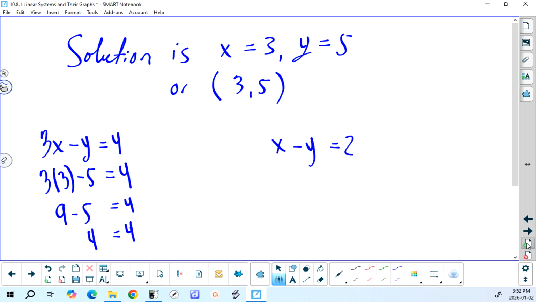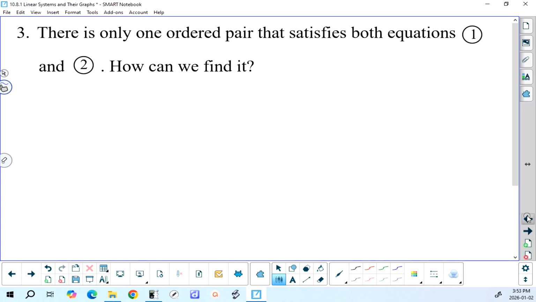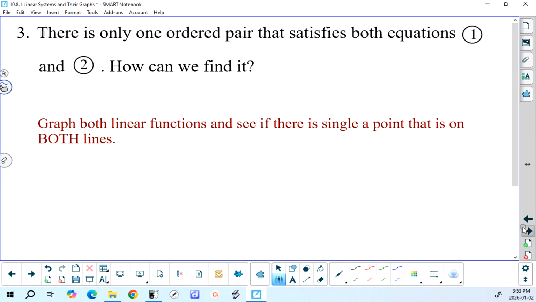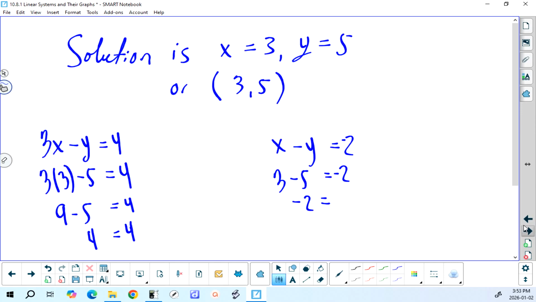It's true. Now, I knew it was going to be true, so I did put the equal sign. Over here, if we take 3 minus 5, we're going to get -2 equals, and I should have written -2 there. I better go back and check. Yes, it was x minus y equals -2. And we get a true statement.